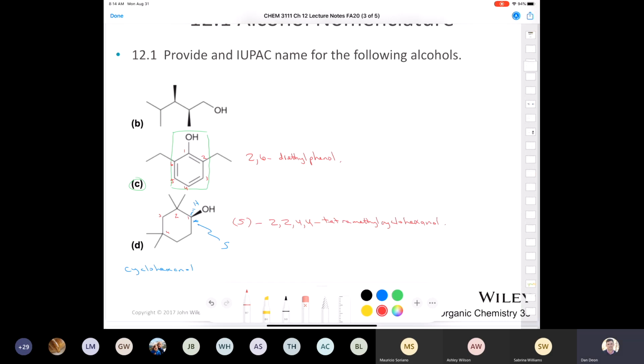All right, and I'll let you try B. Of course, you have the solution to that in the solutions manual. It'd be good practice to see if you can designate the stereochemistry here. Get back on your feet on stereochemistry if you haven't been practicing it over the past few weeks.